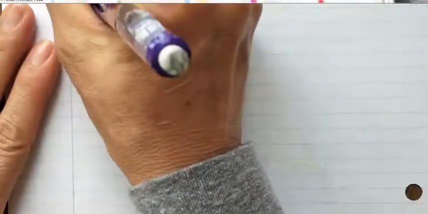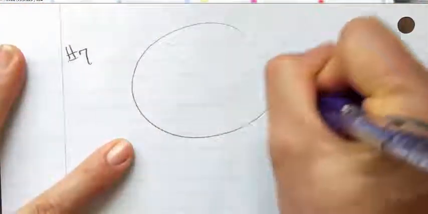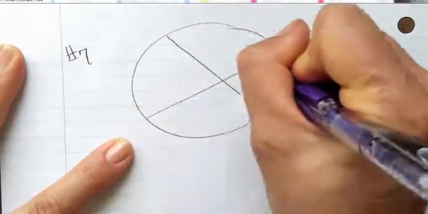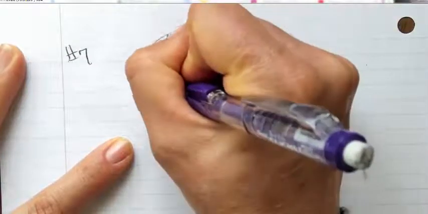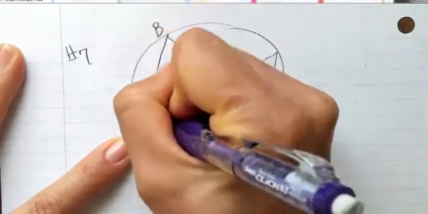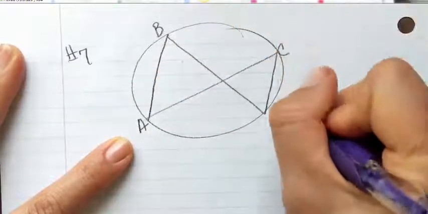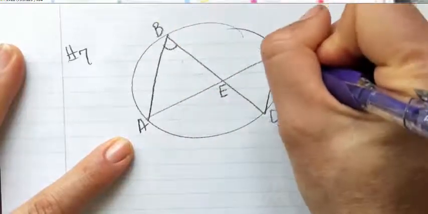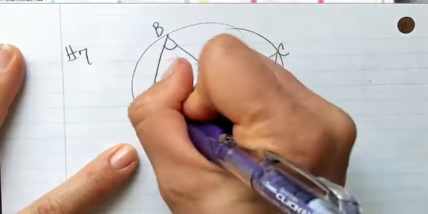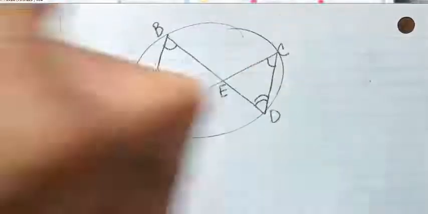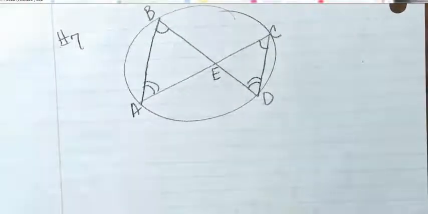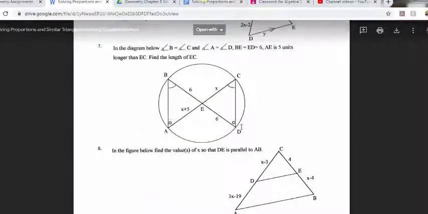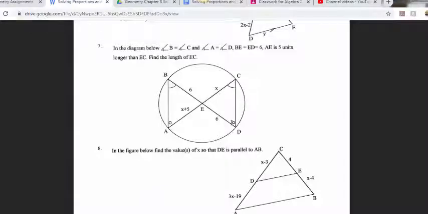For number 7, we have a circle, and in that circle it looks like we have 2 triangles, something like this. You're told that angle B is congruent to angle C. You're also told that angle A is congruent to angle D. Now, the worksheet did not come out perfectly, so there's a little mistake here. Those look like zeros. Those should probably be those double arcs.